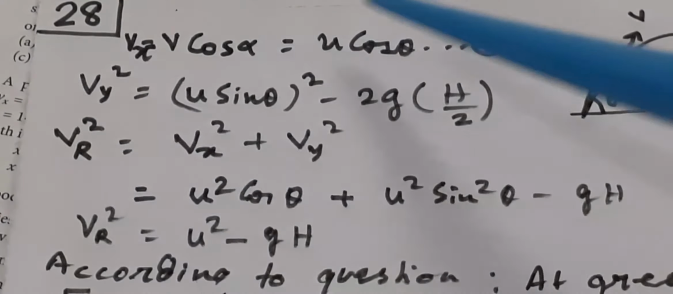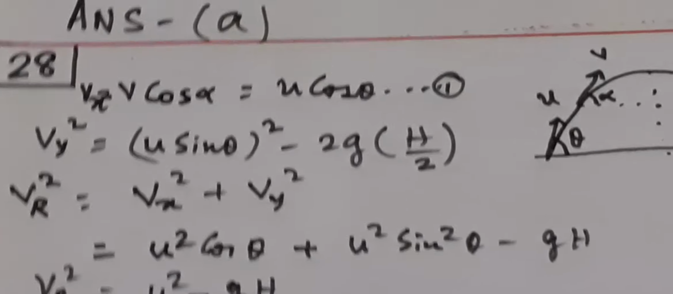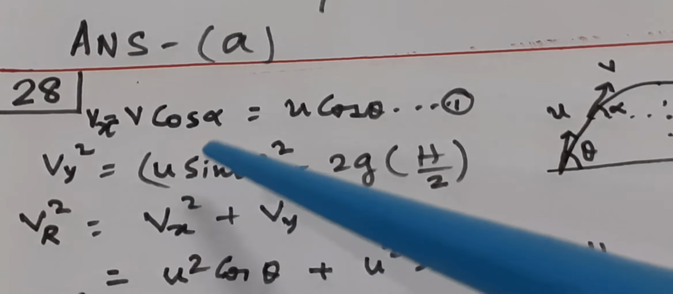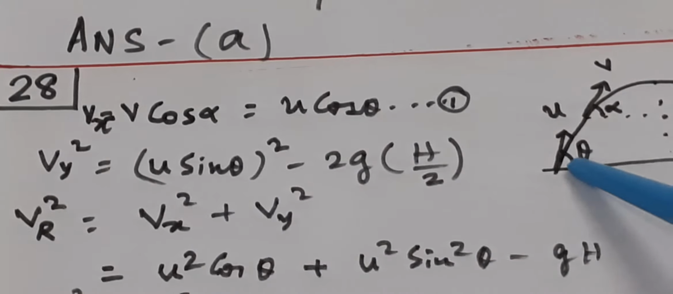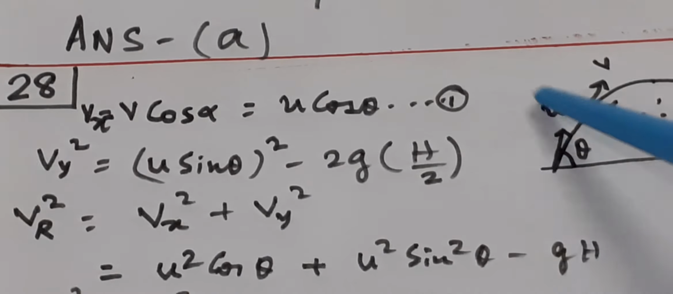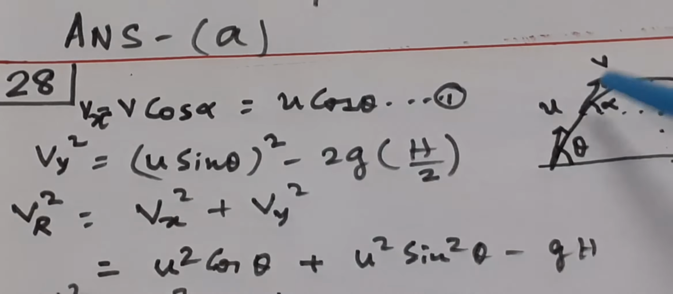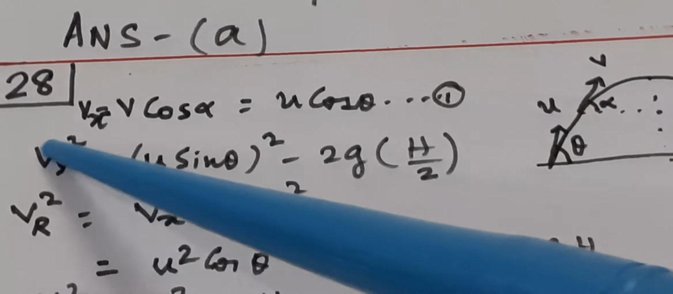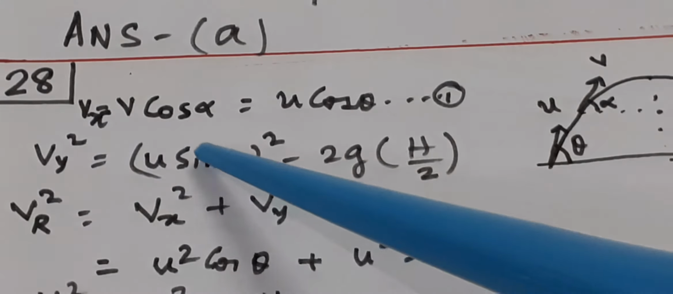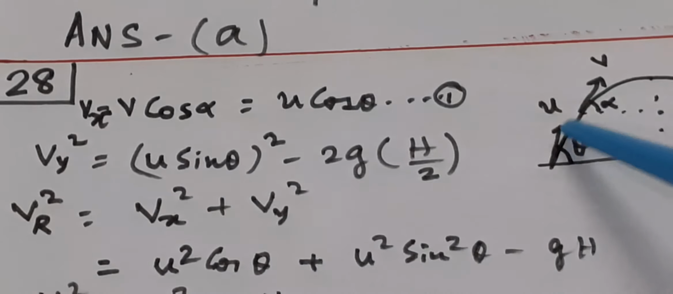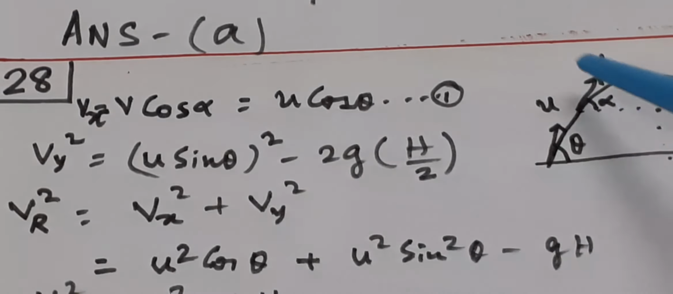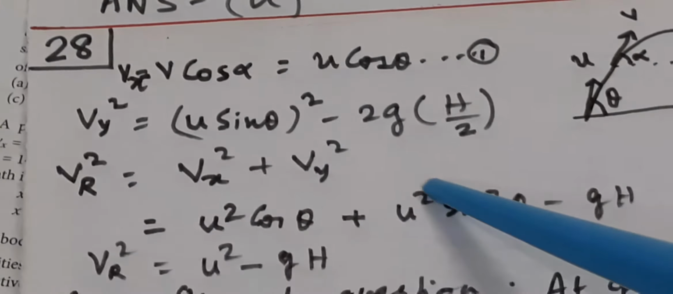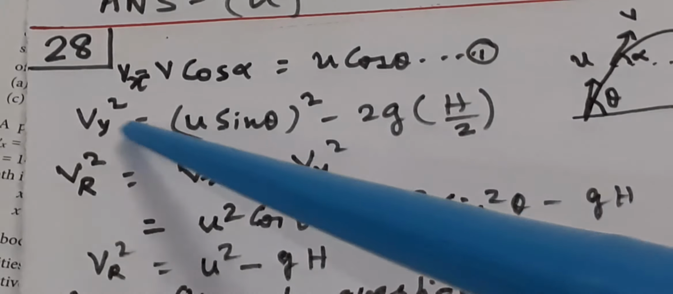What V sin alpha will be in the other side. I mean u sin theta is the initial velocity at the starting point in the vertical direction. And at this position, say V suffix y whole square will be initial velocity u sin theta in the upward direction, minus twice g, height is given H by 2. The 2 gets cancelled, your expression will be this one.